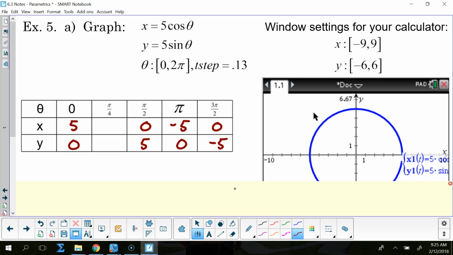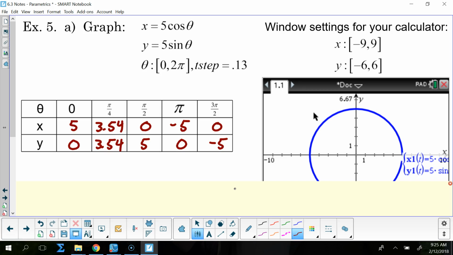Now, had you stopped at pi over 4, which is approximately what? Pi over 2 is like 1.57-ish. So pi over 4 would be somewhere in that 0.76 range, let's say. You should have gotten a value of 3.54 and 3.54. Okay, had you actually traced it around there.